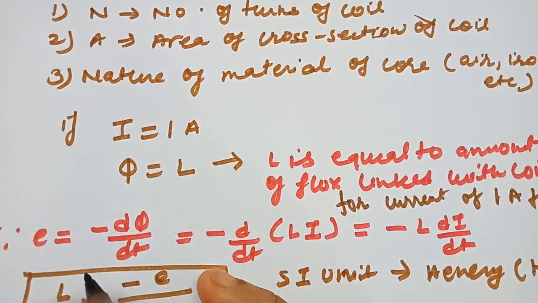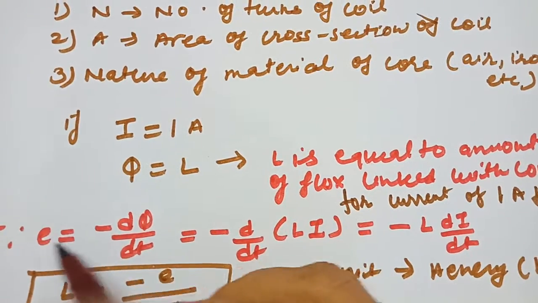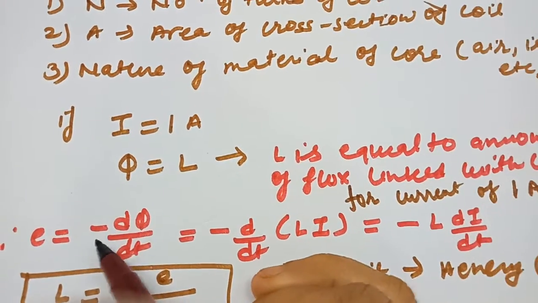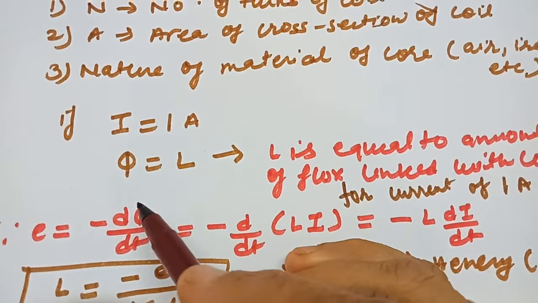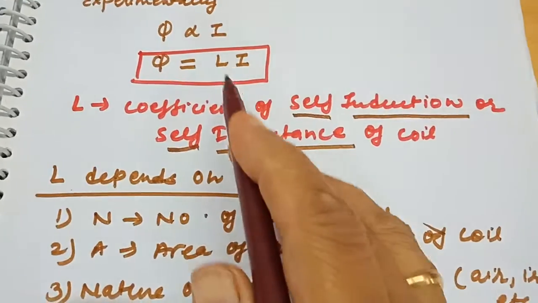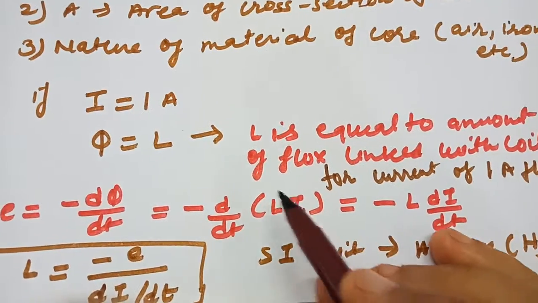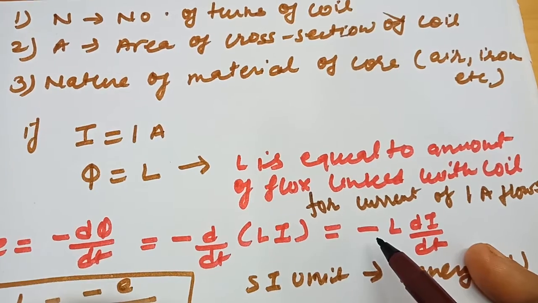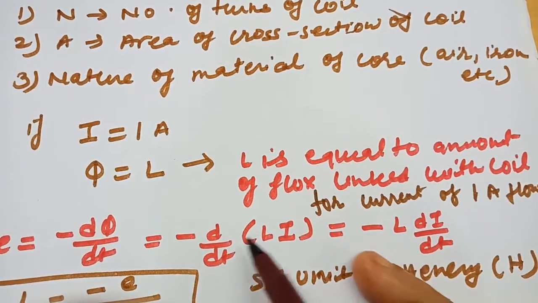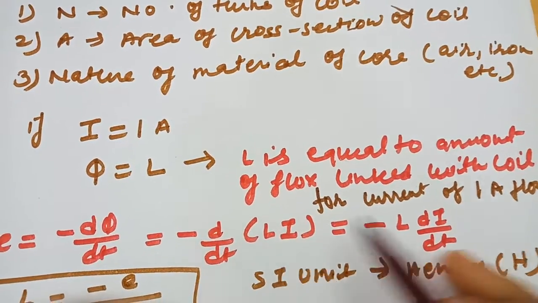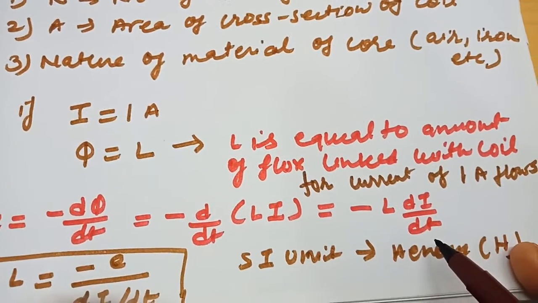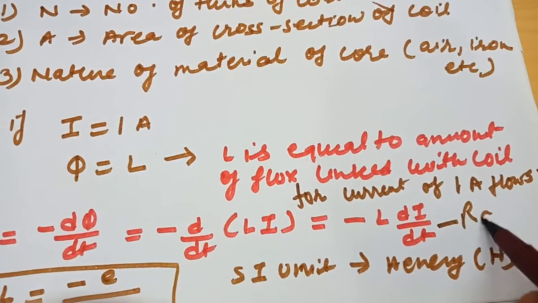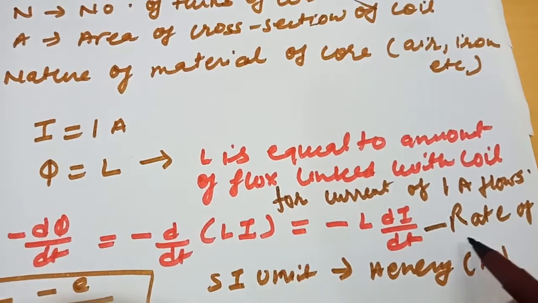Now we are going to find the induced EMF expression, and in terms of induced EMF, what is the formula of L? We know from Faraday's law, E is equal to minus d phi over dt. Substitute the value of phi, that is L into I. Now L is constant because it is a property of the substance, so it will be taken outside the differentiation, and I is continuously varying, so you will write di over dt. What is this? The rate of change of current.